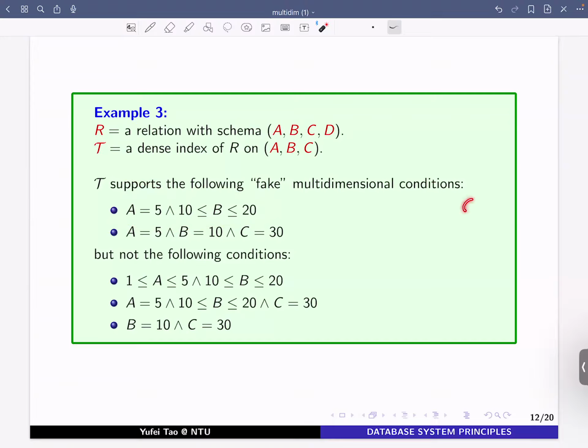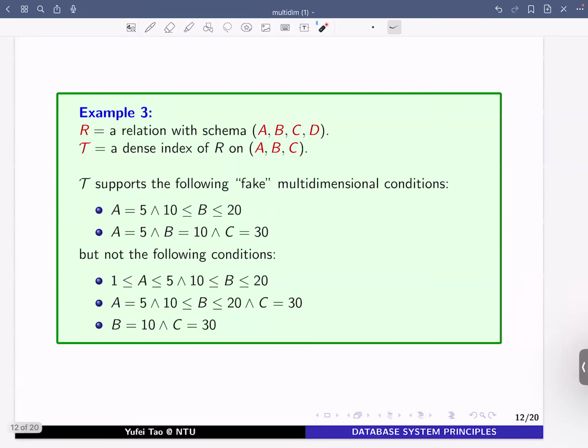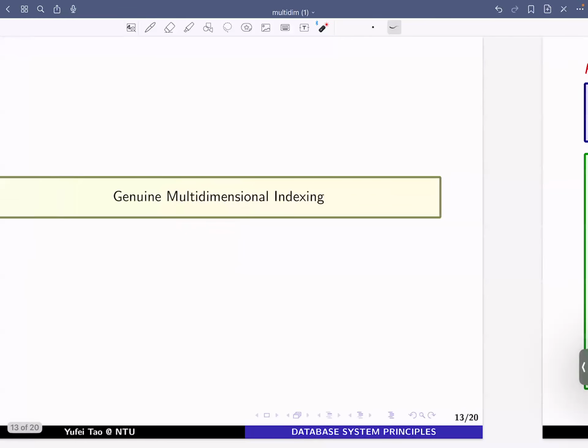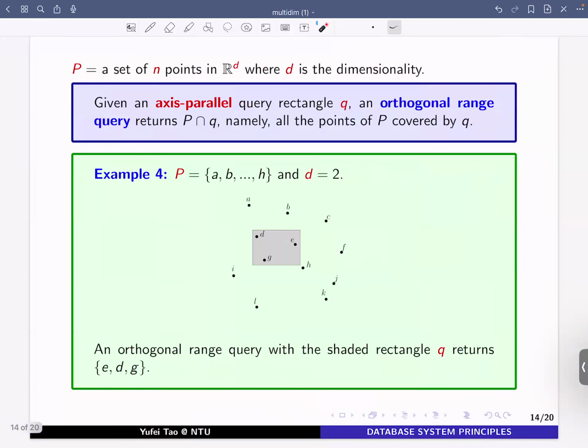Okay, and I will talk about this in more detail in the tutorial. Good. All right, but these are fake multidimensional conditions, right? So how about we talk about some genuine multidimensional indexing, all right? So the B tree is for range reporting. So very naturally, we like to extend the definition of range reporting to more than one dimension.